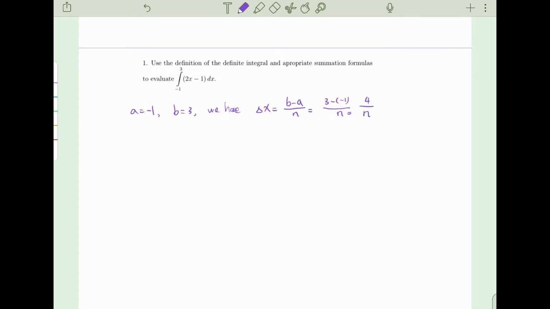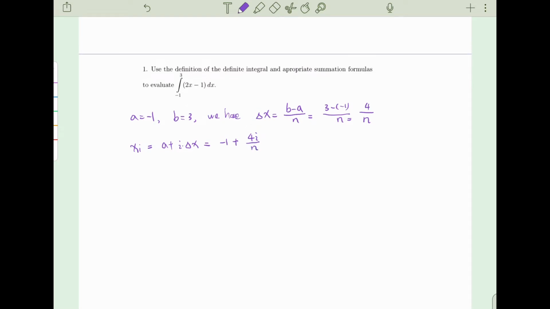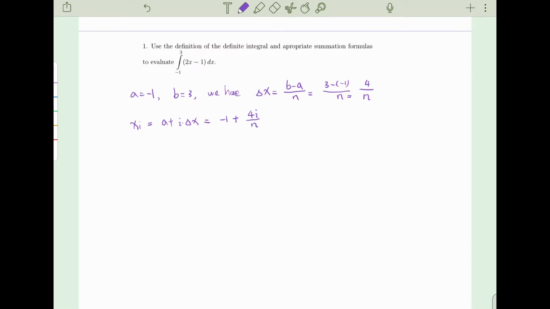And now xi, what is my xi? xi is gonna be a plus i times delta x. That is equal to -1 plus i times this 4 over n, that is 4i over n. So that is the setup of this question. We collect this information first before we write out the summation and the limit. That is the definition of this definite integral.